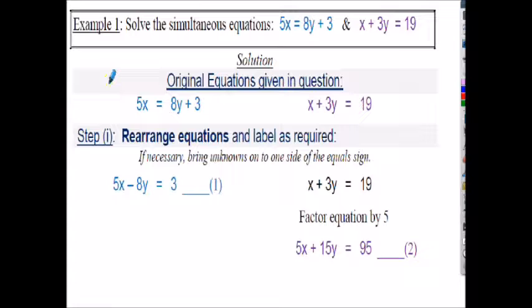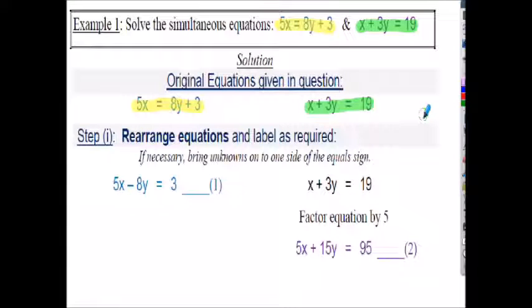Example 1 here is going to use the elimination process to solve two simultaneous equations. We have two equations. 5x equals 8y plus 3 is our first equation, and x plus 3y equals 19 is the second equation. I'm going to outline the various steps involved in this particular case to solve for the unknowns x and y. I've just rewritten the equations here for convenience. This is from the question itself.